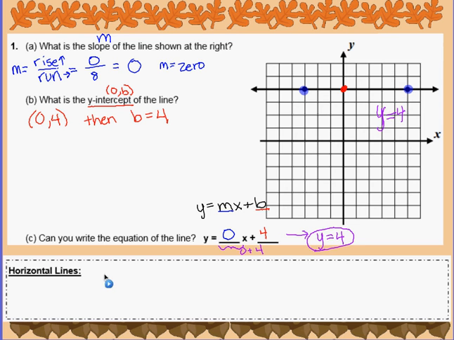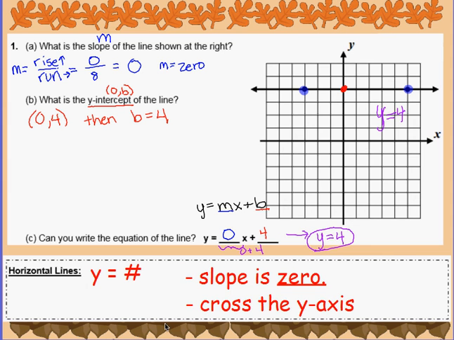For our notes, there's a few things we should know. All horizontal lines turn out to be just y equals some number. That is because their slope is always 0. Horizontal lines never rise, so they always rise 0 and then run either 1, 2, 3, it does not matter. They just rise 0, so their slope is 0. And they always will cross the y-axis. They will always touch the y-axis at the value for the equation.